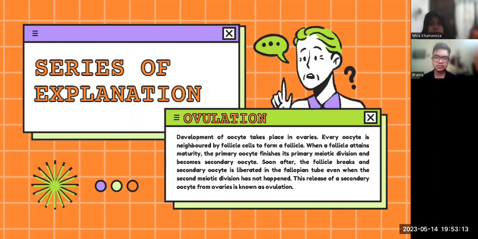And then ovulation. Development of the oocyte takes place in the ovaries. Every oocyte is surrounded by follicle cells to form a follicle. When a follicle attains maturity, the primary oocyte finishes its primary meiotic division and becomes a secondary oocyte. Soon after, the follicle breaks and the secondary oocyte is liberated. It reaches the fallopian tube even though the second meiotic division has not happened. This release of the secondary oocyte from the ovaries is known as ovulation.